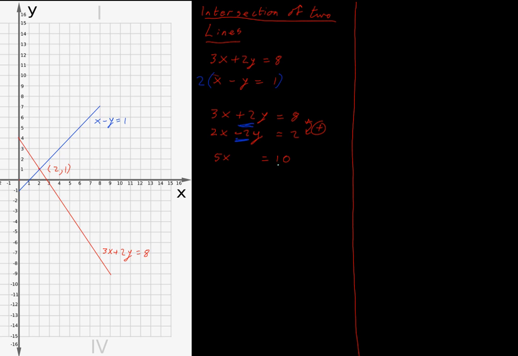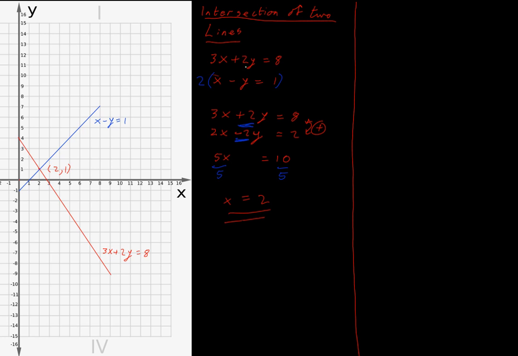So now that I've gotten to this situation, life is fairly straightforward. I have 5x is equal to 10. I want to know the value of x. So if I know 5 times x is 10, I'm going to divide both sides by 5, because 5 divided by 5 is 1, and I'll be left with 1x on the left hand side, and 10 divided by 5 is 2. So I've got x is equal to 2.